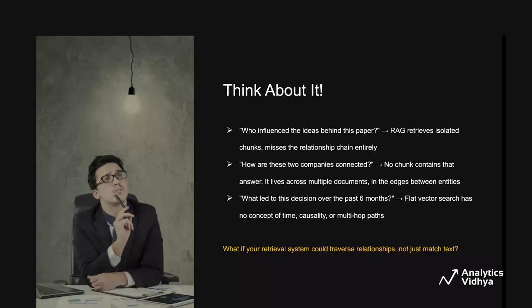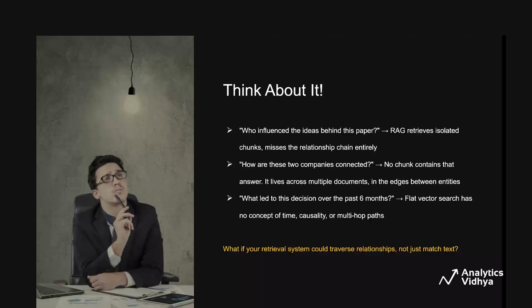Before we dive in, I want you to think about something. If you have worked with RAG systems before, have you ever faced situations like these? You ask, who influenced the ideas behind this paper? And your RAG system retrieves isolated chunks but completely misses the relationship chain between authors, citations, and references. Or you ask, how are these two companies connected? And the system gives you nothing useful because that answer doesn't live in any single chunk. It lives across multiple documents in edges between entities.